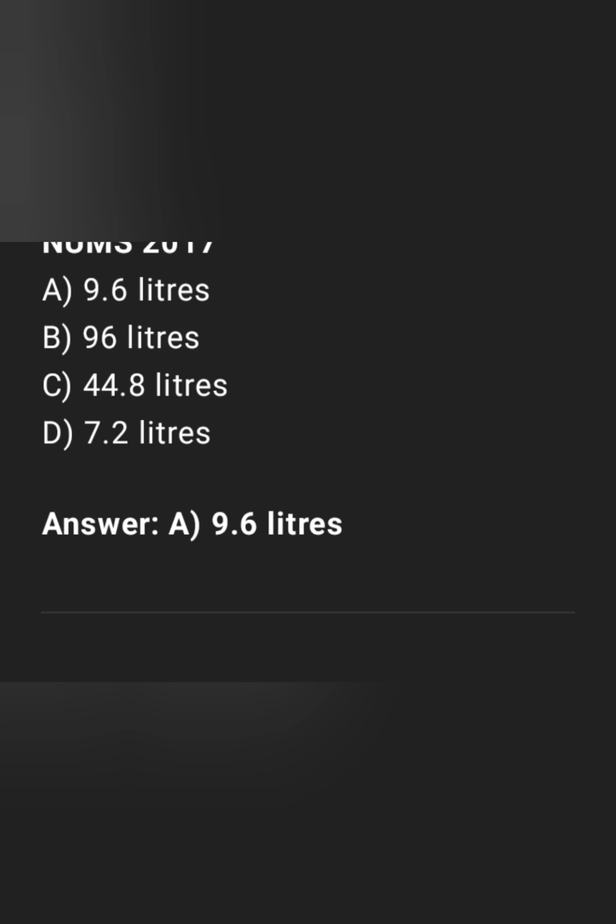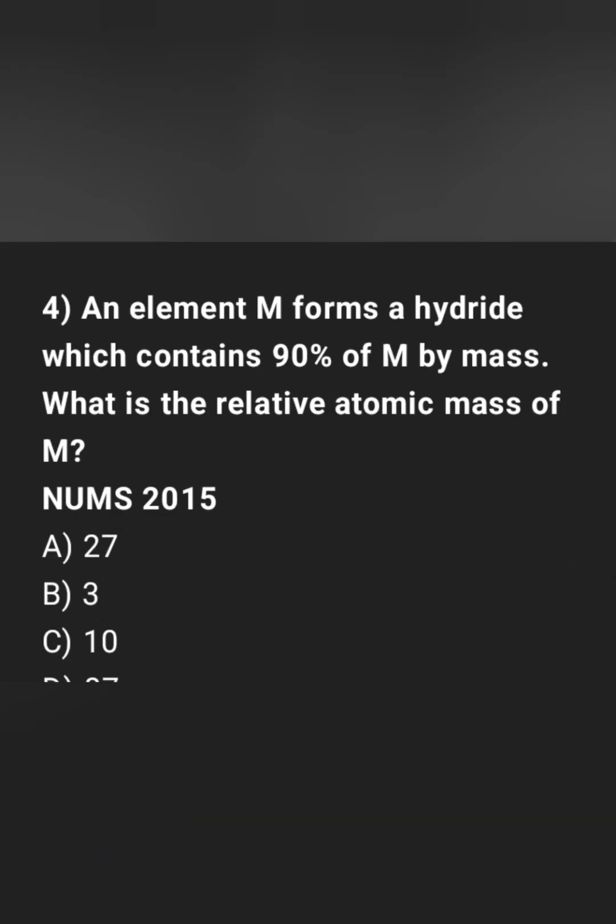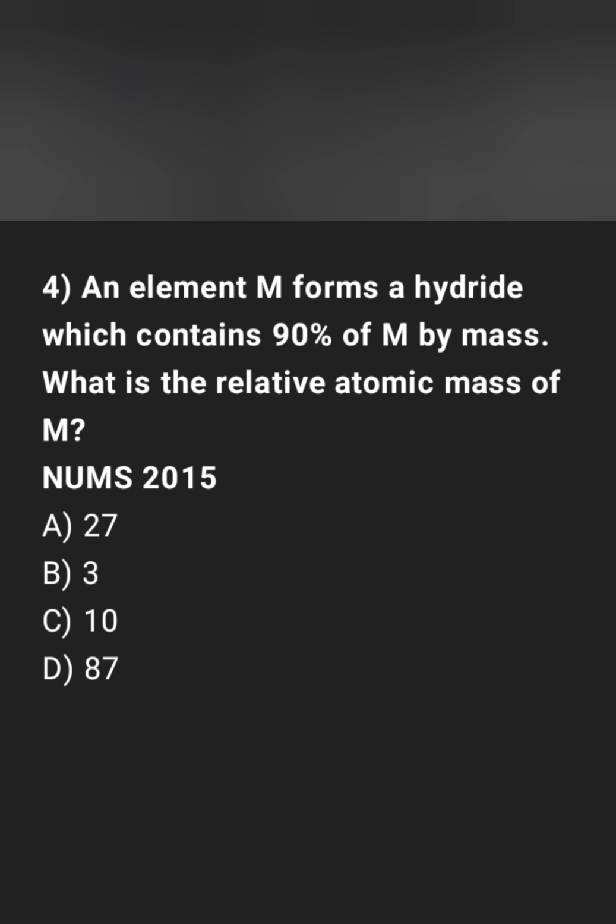Answer A, 9.6 liters. 4. An element M forms a hydride which contains 90% of M by mass. What is the relative atomic mass of M? A 27, B 3, C 10, D 87.10.